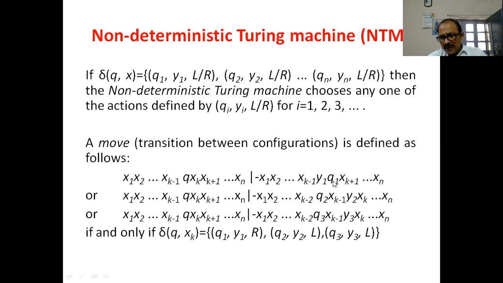Here you can see q1 xk plus 1, and before this q1 is y1. If it goes to state q2, this will be the next configuration. If the machine goes to state q3, this will be the configuration. The machine goes to state q2, replaces this xk by y2, and moves this time in the left direction. So the next symbol under the tape head will be xk minus 1, and this xk is replaced by y2.